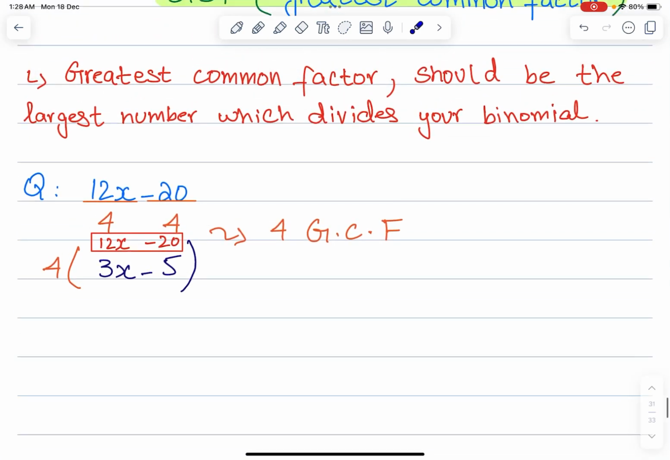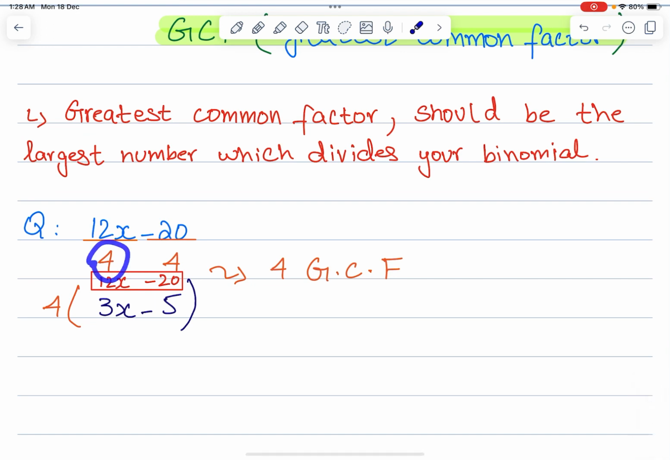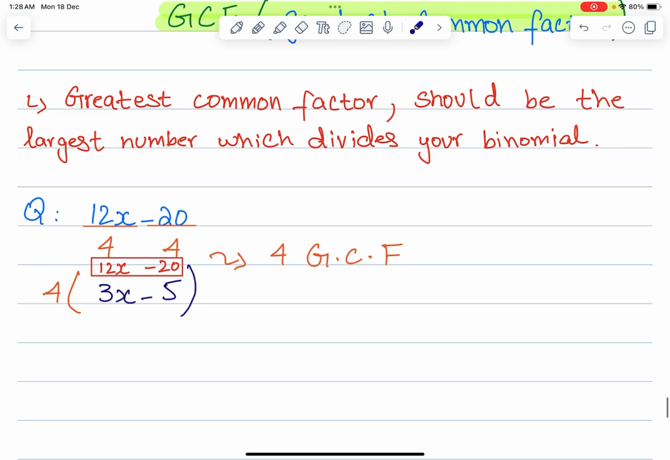In this case, how did we check that 4 is the greatest common factor? We saw that yes, 4 divides both this 12x as well as this negative 20. That means 4 is a factor. And how did we figure out that it is the greatest common factor for both? Any number beyond 4 would not divide both your terms. We looked at 6, we looked at 5. If you divide by 5, you'll get a whole number for negative 20 but not for 12. So in this scenario, the greatest common factor would just be 4.